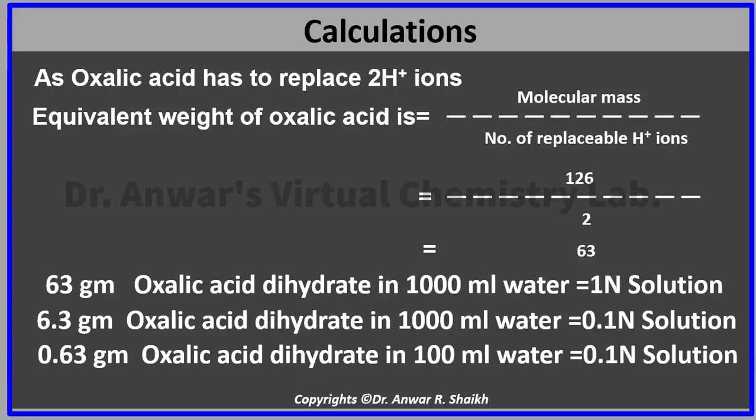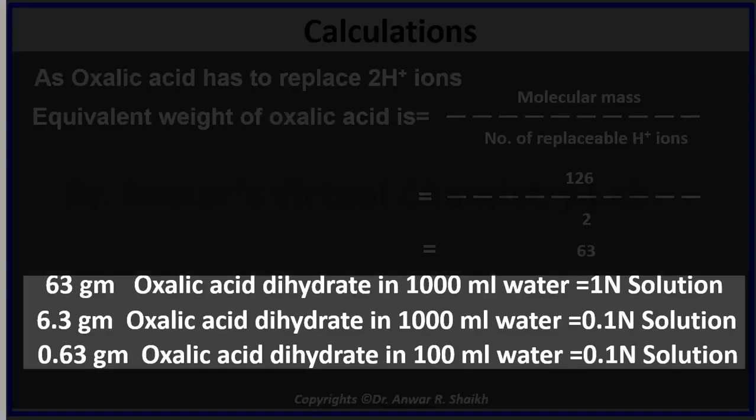As per the definition of normality, a 1 normal solution of oxalic acid will be 63 grams dissolved in 1000 milliliters of water. Or we can prepare 100 milliliters of 0.1 normal solution just by dissolving 0.63 grams of accurately weighed oxalic acid.